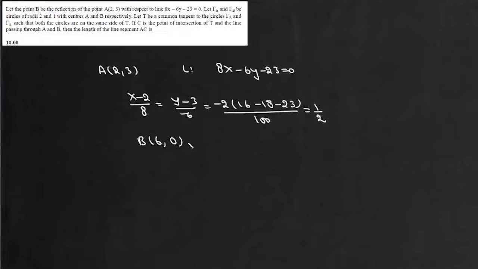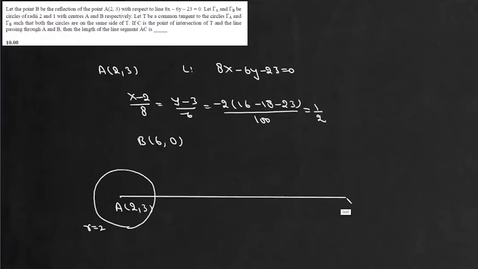Now it says let tau A and tau B be circles of radius 2 and 1 with centers at A and B respectively. So we have this point A which is 2, 3 and we have circle of radius 2 drawn from it as a center, and then we have this other point B, which is 6, 0, and here its radius is 1 unit.